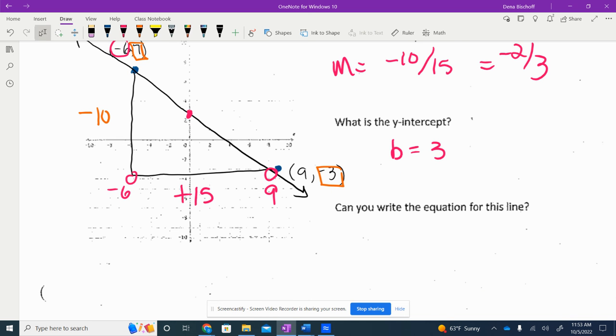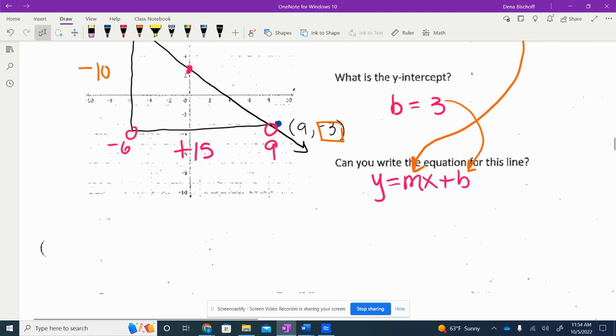So can we write an equation in the form y equals mx plus b? Can we write that? Yeah, what are we going to do? We're going to replace the letter m with the -2/3, and we're going to replace the letter b with the 3. So my equation is y equals -2/3 x plus 3.